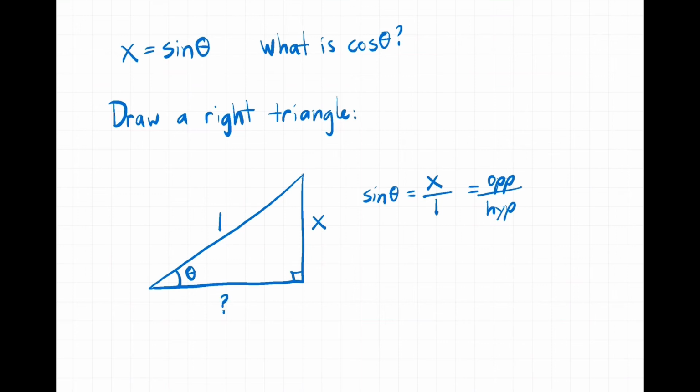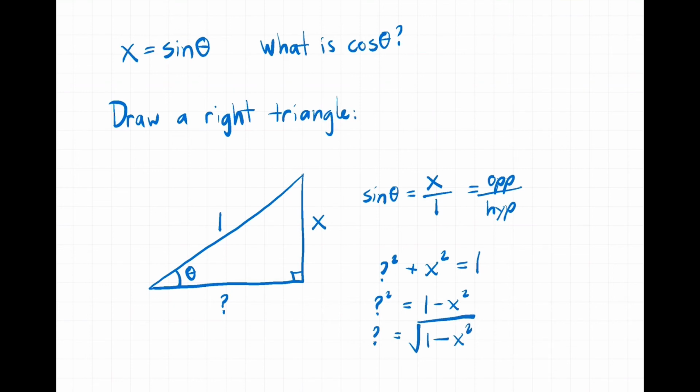Now, if we do that, let's work out what our third side is. We can use the Pythagorean theorem. Question mark squared plus x squared equals 1. If we solve for question mark, here's question mark squared, that equals 1 minus x squared, which means that our question mark is equal to the square root of 1 minus x squared.